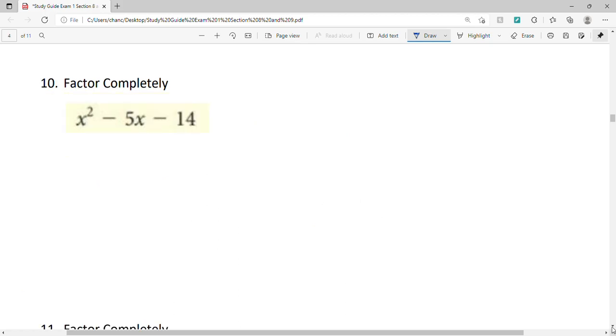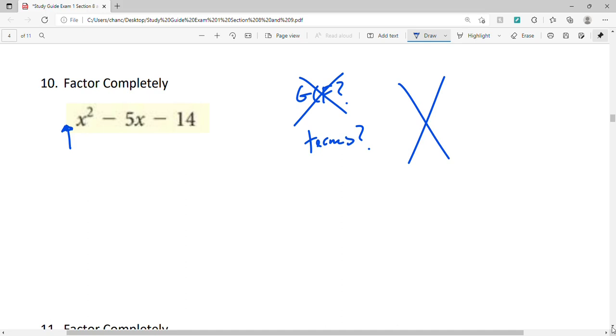In question 10, we have no GCF, so we can skip that. We can look at the number of terms. This has 3 terms, and the leading coefficient is a 1 again, so that means we're going to just use the diamond method. We'll put negative 14 on top and negative 5 on the bottom. What 2 numbers multiply to get negative 14 but add up to get negative 5? So the 2 numbers are negative 7 and positive 2. So this simply factors as x minus 7 times x plus 2.